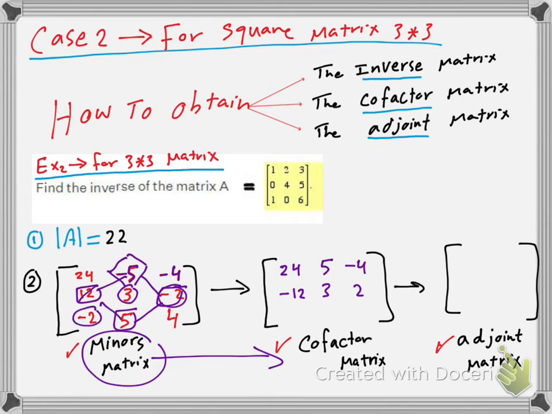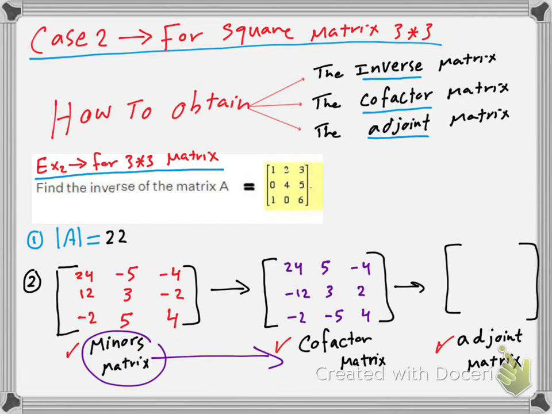Down here I have negative 2, I will keep it negative 2. And I will change the sign of 5, which will become negative 5. And what about 4? 4, I will keep it as it is. Then now I have with me the cofactor matrix. Then remember, I will change only the sign of those numbers. This one, and this one, and this one, and this one. Anyway, hence you have the cofactor matrix.